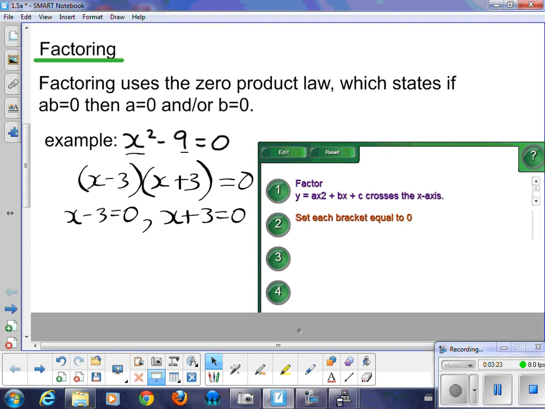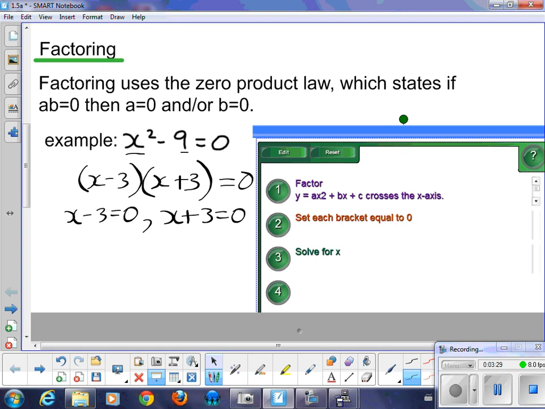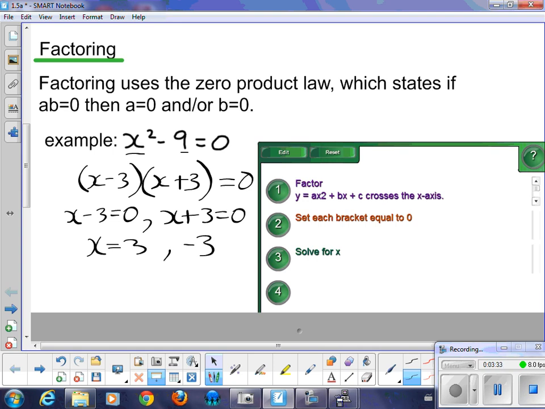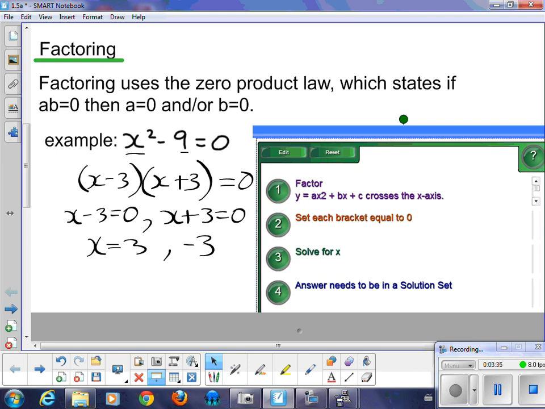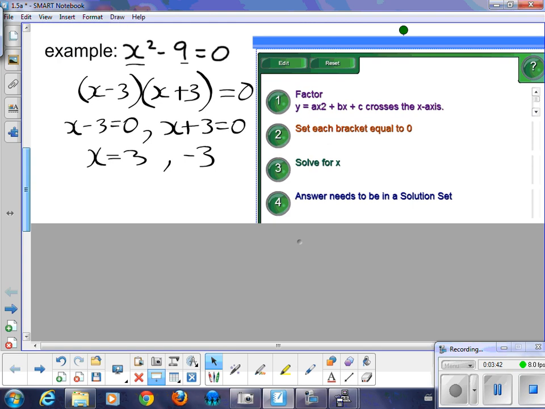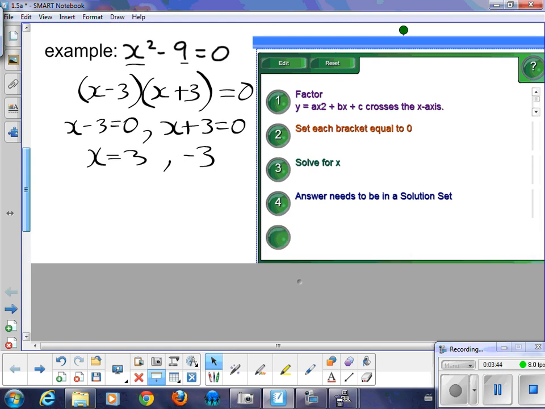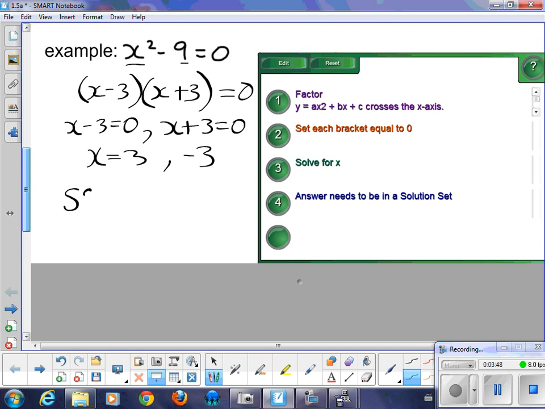So they're set to 0, and what I'm going to do is I'm going to solve for x. Now you can see solving for x, just little tiny linear equations we're finding here. So this is 3, and obviously this one's negative 3. And the fourth step is answer needs to be in a solution set. Now it depends on the teacher you have in grade 12 whether they want a solution set or not. Sometimes they're just happy the way it is right now. Some teachers prefer a solution set equals and literally putting in the answer.